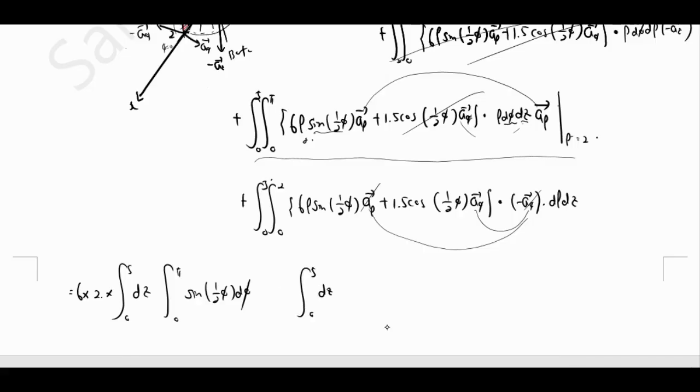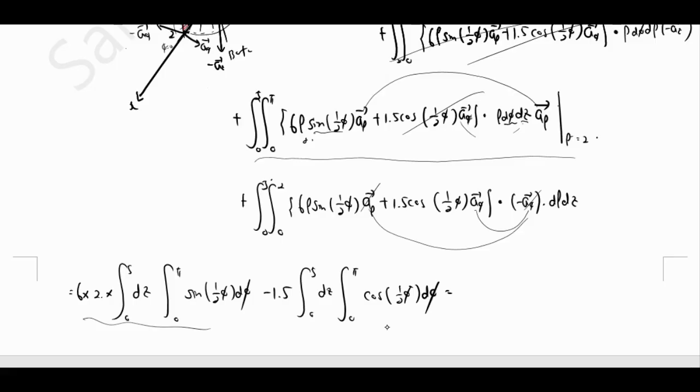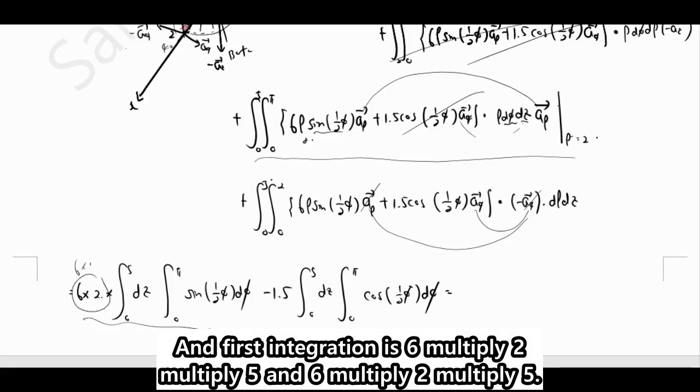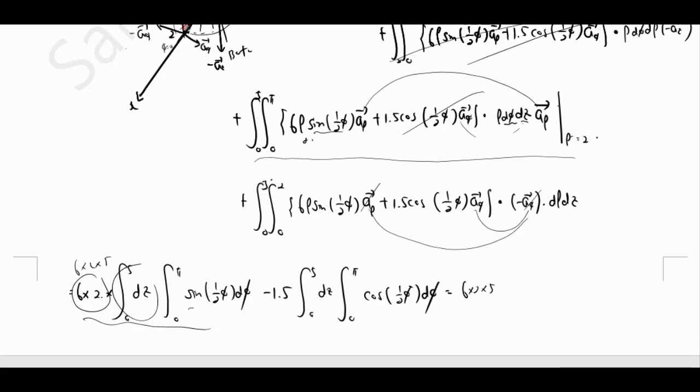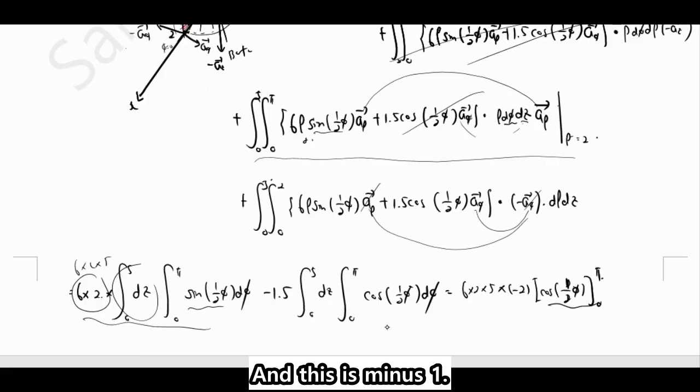And this 1.5 times the integral from 0 to pi of cosine(1/2 phi) d phi. The first integration is 6 times 2 times 5, and again 6 times 2 times 5. The integral of sine(1/2 phi) is minus 2 cosine(1/2 phi) from 0 to pi, and this is minus 1. And this is minus 1.5.